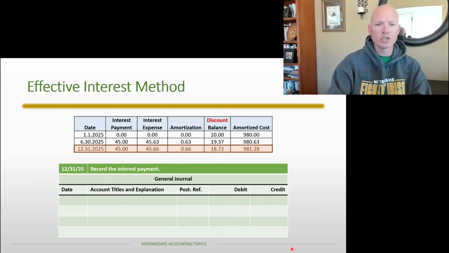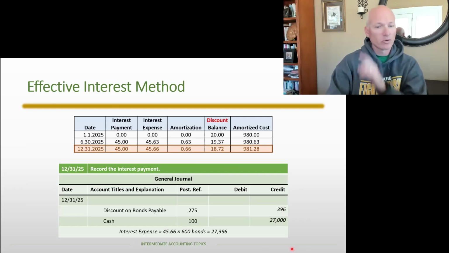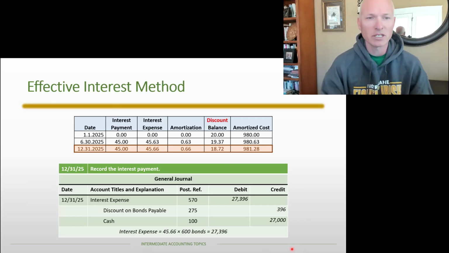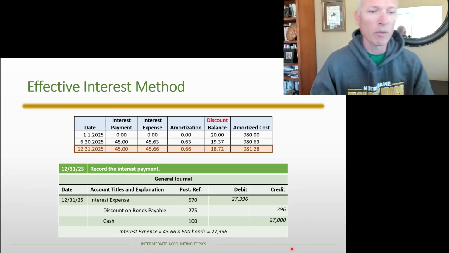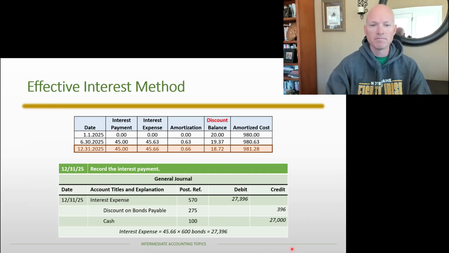So 12/31/2025, hopefully not too difficult. Same accounts, just different amounts. Cash payment is the same at $27,000. The amortization of the discount is 66 cents per bond for a total of $396. Therefore, we derive a different interest expense based on the updated amortization amount for a total of $27,396. Again, that is the amortization of the discount, which is driving the way we record our interest expense. And this is collectively known as the effective interest method.